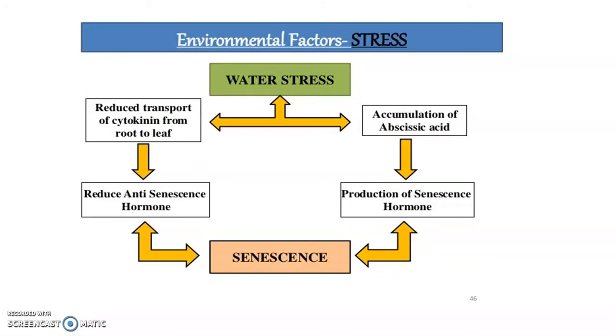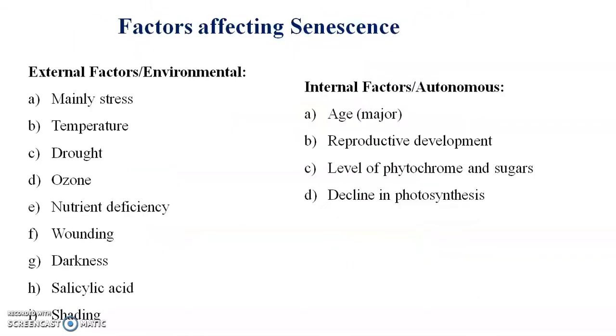Fourth, environmental factors such as stress. Water stress creates two ways of senescence. First one, accumulation of ABA, which ultimately causes senescence. Second way of water stress is reduced transport of cytokinin from root to leaves. It reduces the anti-senescence hormone and senescence occurs in the plants.